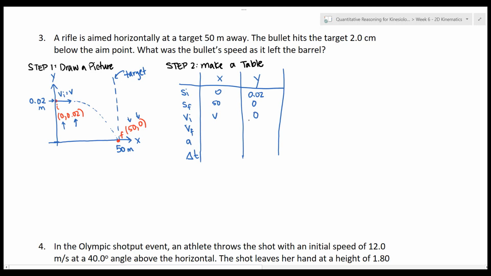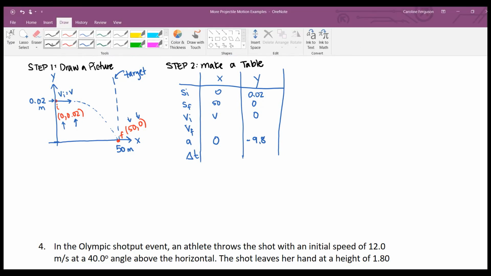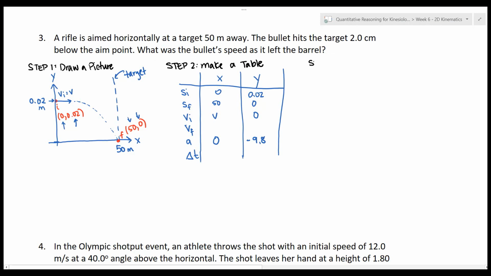V final, we don't have any information about, so we're just going to leave that. Acceleration in the x direction for projectile motion problems is always 0, and in the y direction is always negative 9.8. All right, so that was step 2. Moving on to step 3. In step 3, we're going to choose the column that has the most information and solve for time.